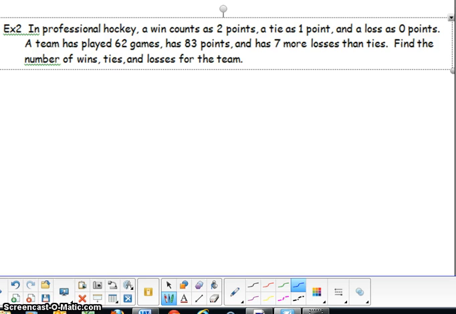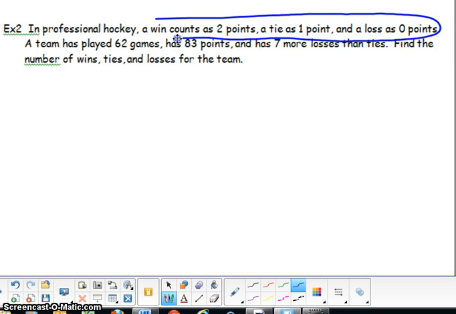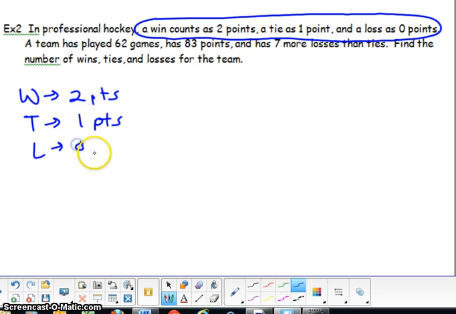Okay, this one is in professional hockey. A win counts as 2 points, a tie is 1, and a loss is 0. So let's think about what that information is going to give us. I'm going to write down that information on the side. We'll have W equal 2 points. A tie is going to be equal to 1 point. And a loss is going to be 0 points.